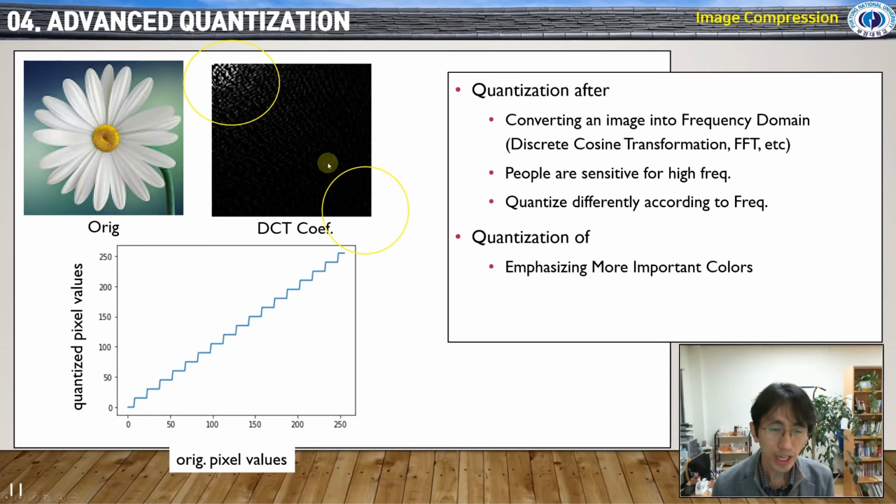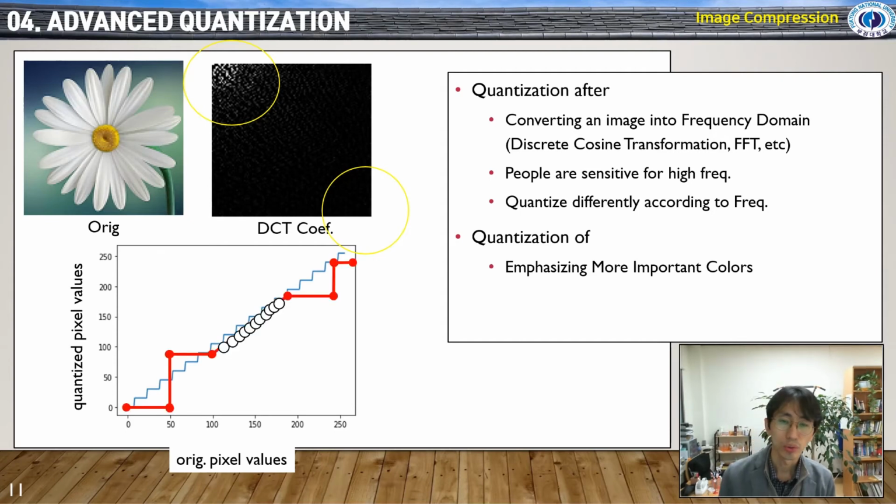And after dividing the information like this, we can quantize the image differently. We may preserve this part, and we can quantize a lot in this part. Then we can preserve important information, because in many cases people are very sensitive to the high frequency area and less sensitive to the low frequency area.